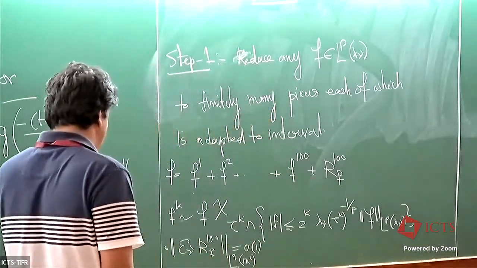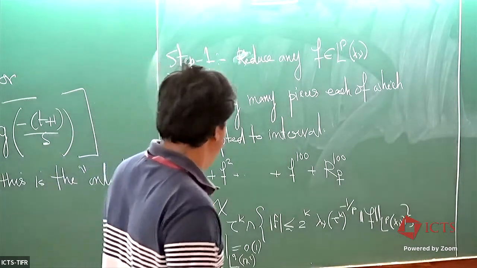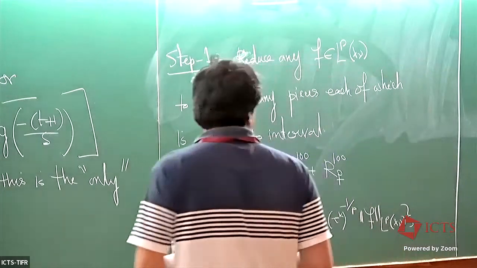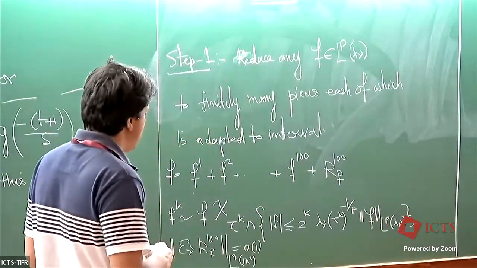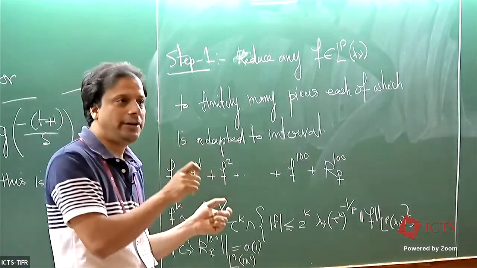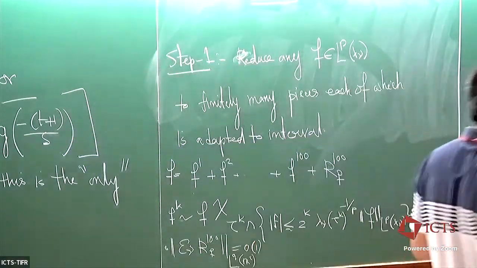Okay, so how do you get that? The model example that we should keep in mind, which we have seen last time, is that f_k looks like one of these Knapp examples. Each f_k is sort of like a Knapp example. How do you get that?